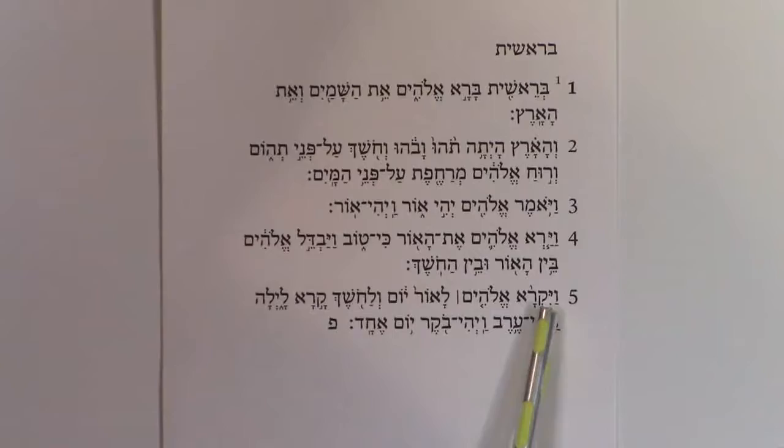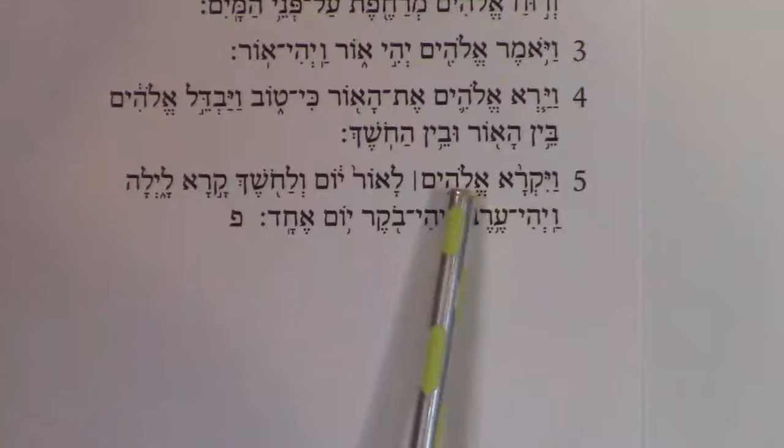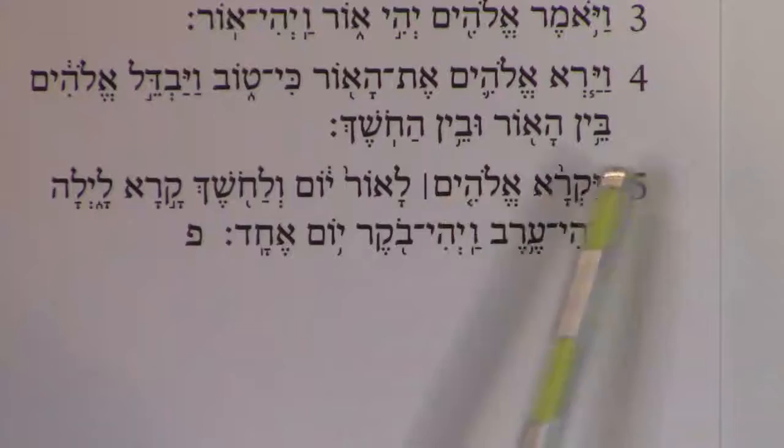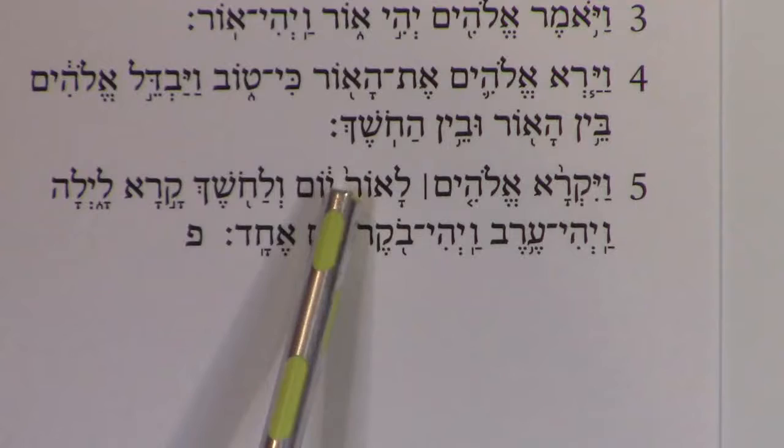So it's Vayikra, and he called. And who called? God, Elohim. And God called laor, to the light. What is or? Light. He called the light, towards the light.